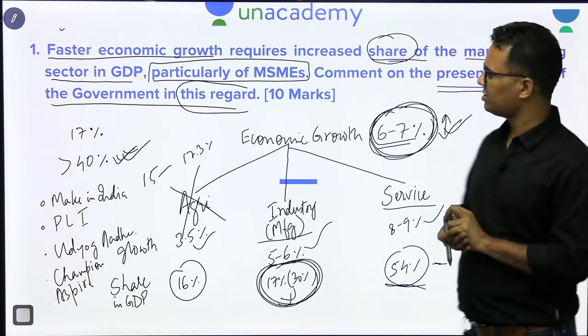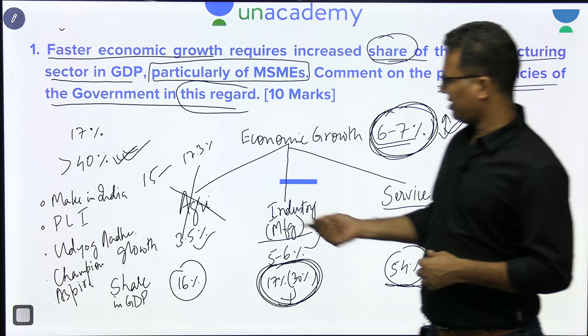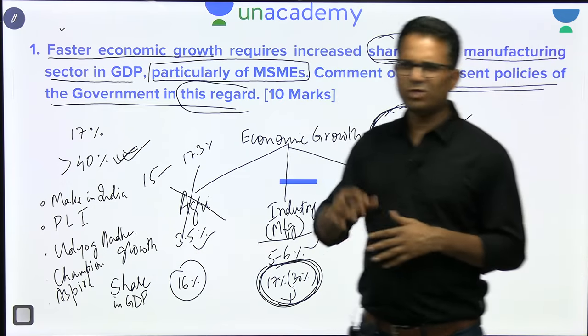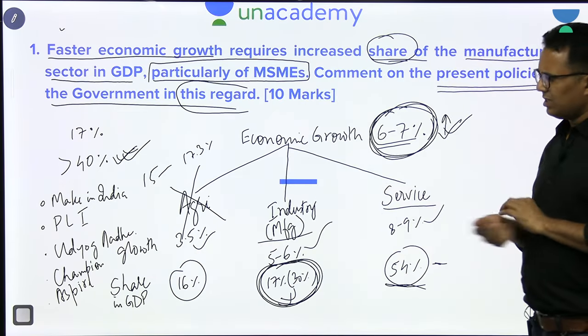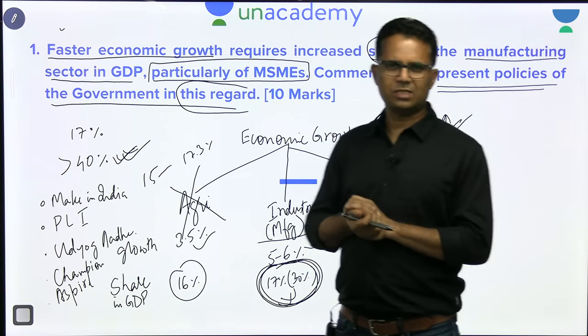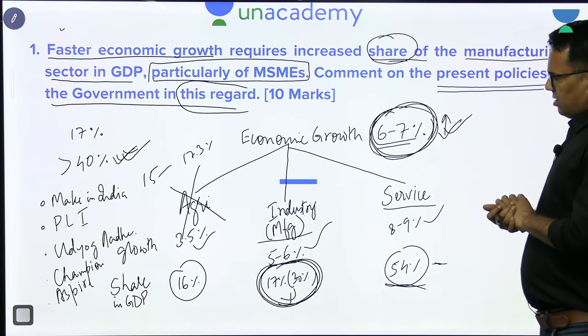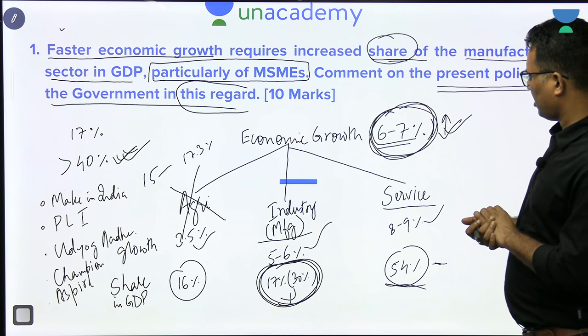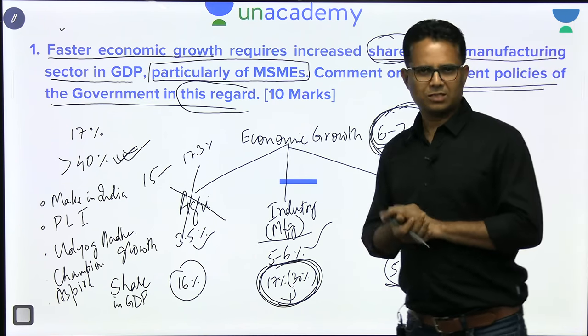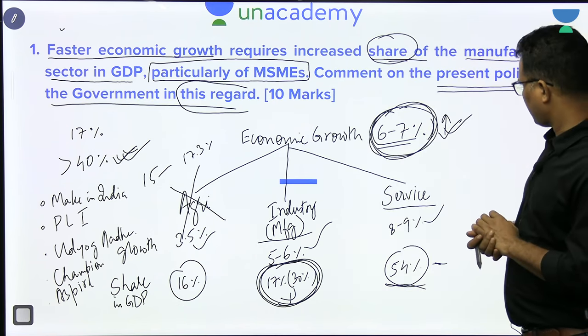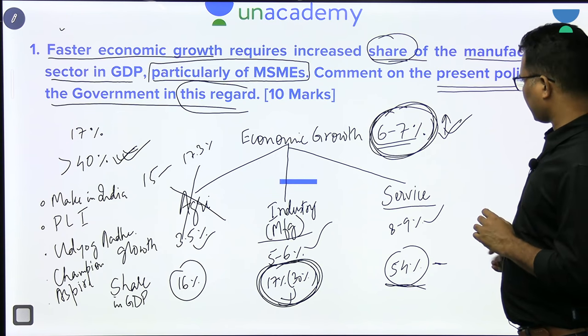In this, you can also add infrastructure related policies, but no need to go too much into detail. Just focus on manufacturing. Fine. So facts must come in the answer. Fine. Now let me move on to the second question.